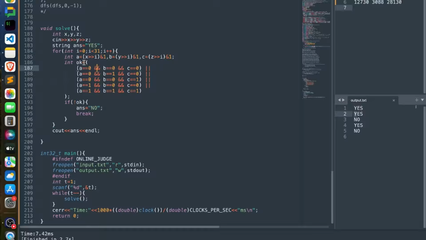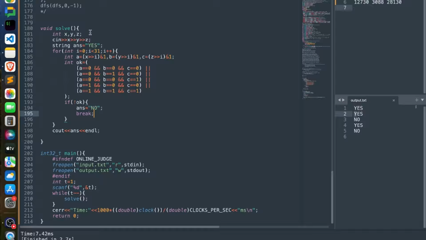Now I check if the ith bit of x, y, and z is a part of any one of them, among these five. I have stored it in a variable. If this is not okay, it means the ith bit of a, b, and c, that is x, y, and z, is not a part of any one of these five. So immediately return the answer, right?